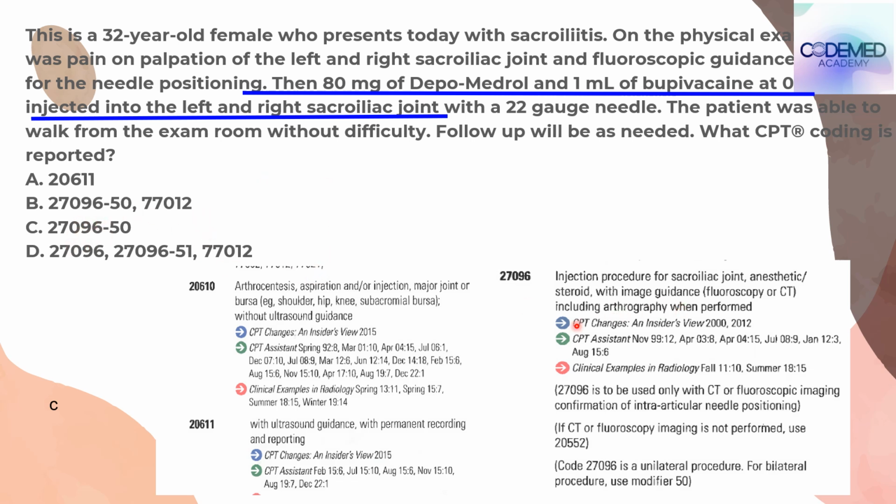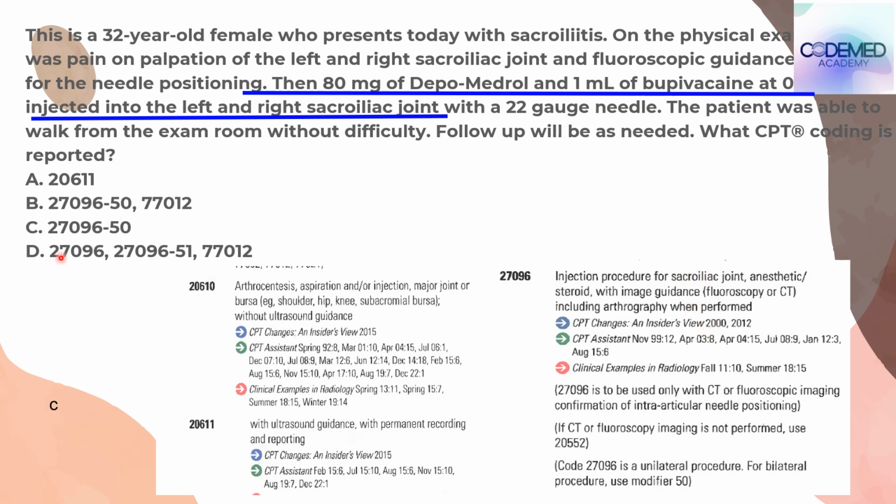27096 talks about the injection procedure for the sacroiliac joint, anesthetic steroid with image guidance. And yes, we have taken the image guidance, fluoroscopic, that is included. So this is my code. But the code language includes the image guidance, so there is no need to write 77012. So that's why this is not the correct way to write the code, because the code includes the image guidance.